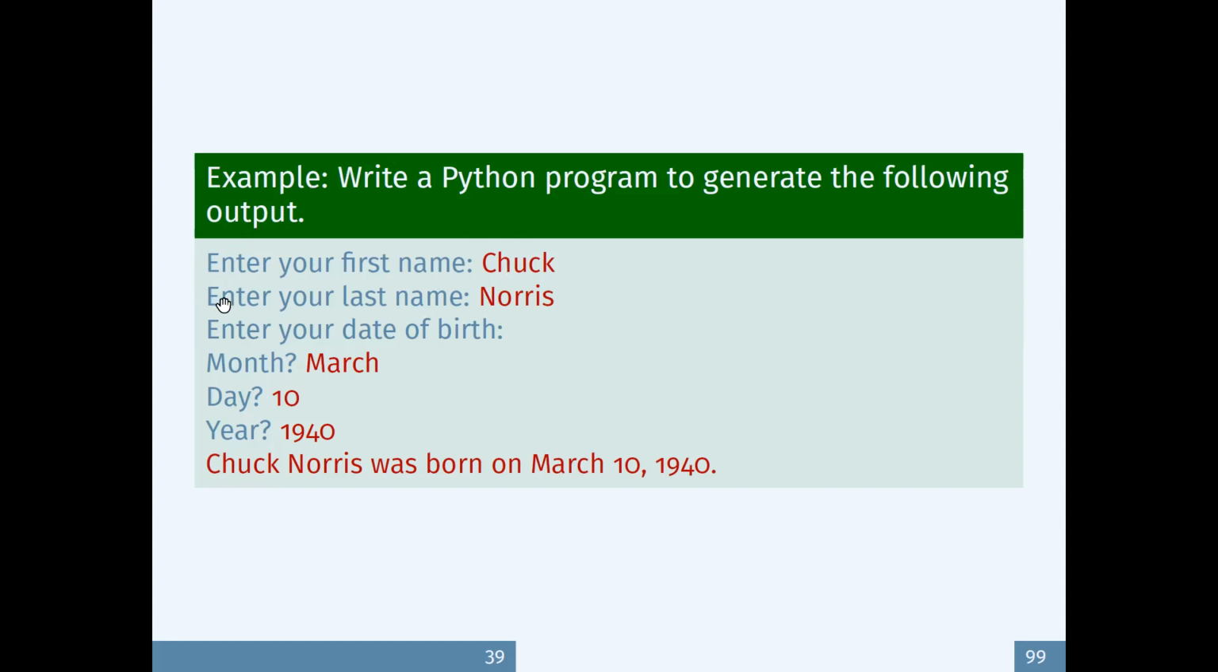Then the program should request you to enter your last name, and you enter the last name. Then for date of birth, you get month, day, and year. Finally, you should print a message like this. So I want you to start developing this small Python program, focusing on the formatted output that we have discussed. Okay, let's start there.